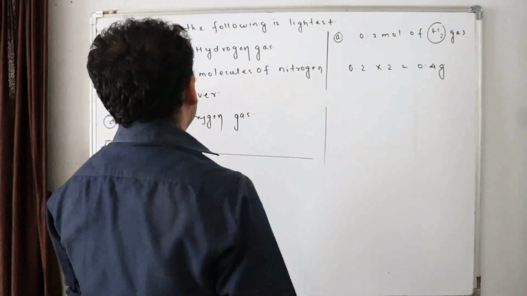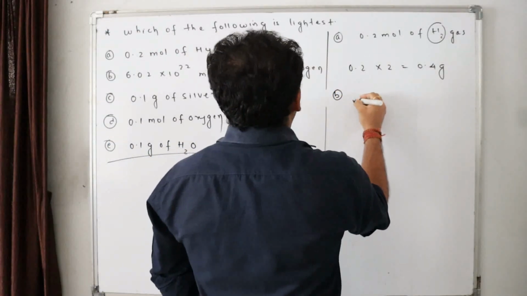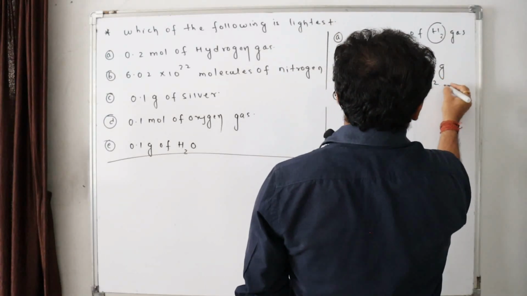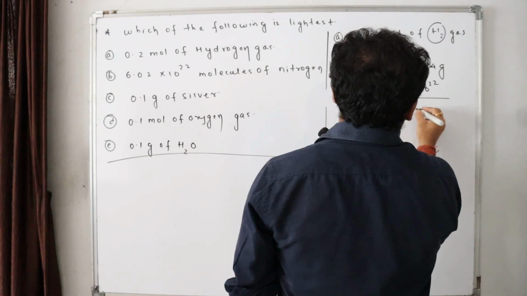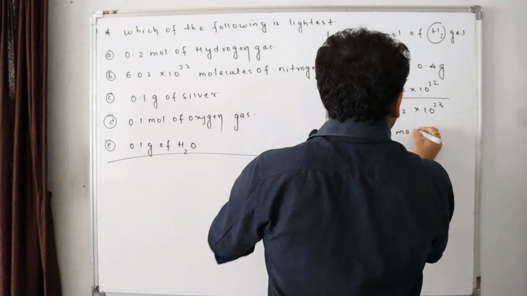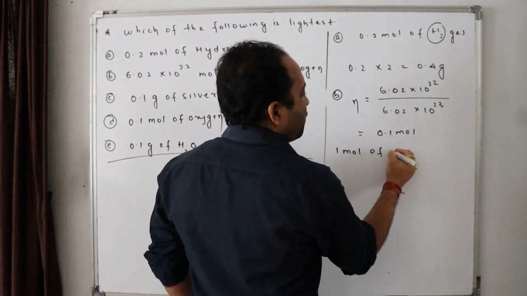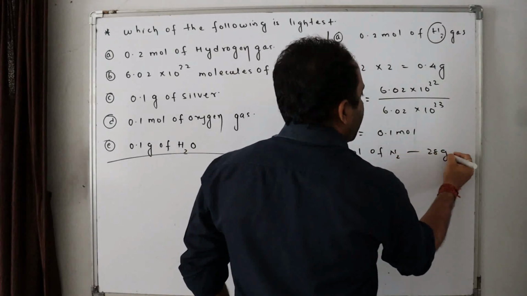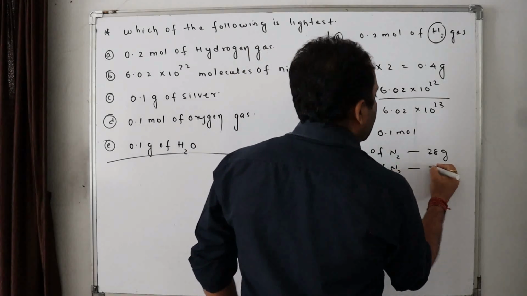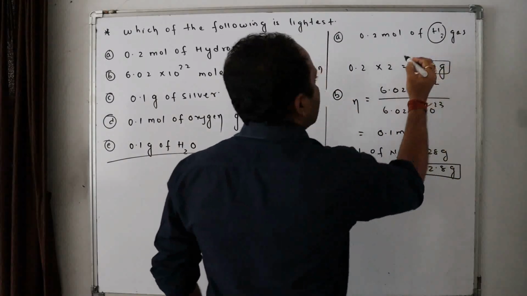Now B. 6.023 into 10 to the 22 molecules of nitrogen. First of all, how many moles? Number of moles is equal to 6.02 into 10 to the 22 by 6.02 into 10 to the 23. That is equal to 0.1 mole. So 1 mole of nitrogen is 28 grams. 0.1 mole of nitrogen will be 2.8 grams, isn't it? This is 2.8, this is 0.4.